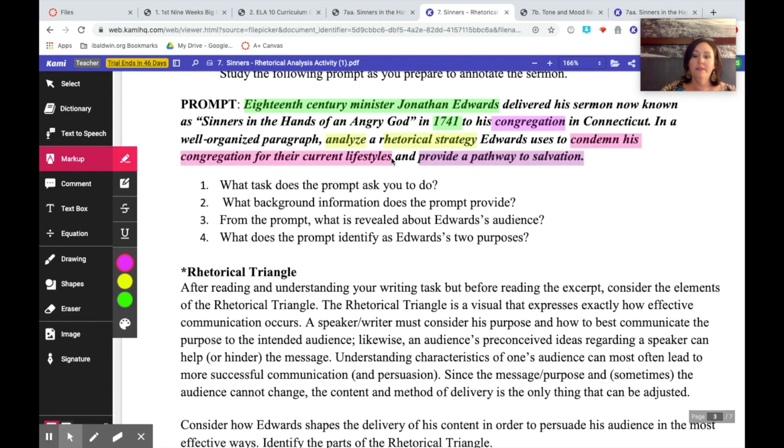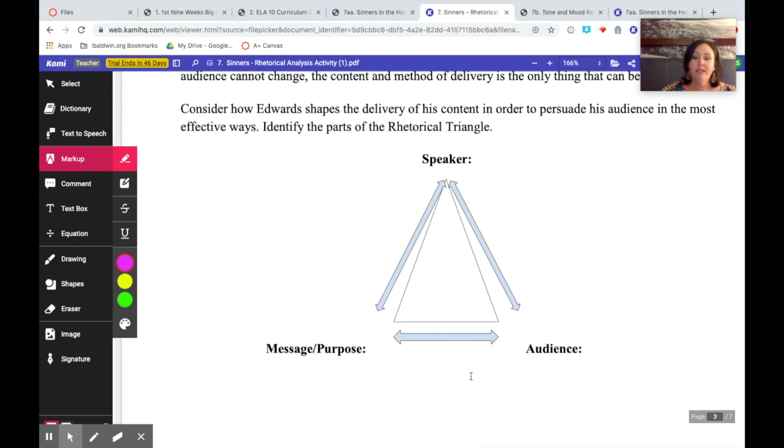the two purposes that they identified: condemning his congregation, providing that pathway to salvation, and then spend some time talking about the relationships that exist among these 3 points. What does Edwards know about his congregation? He probably knows that they are faithful believers and that they are afraid of the consequences of living immoral lifestyles.